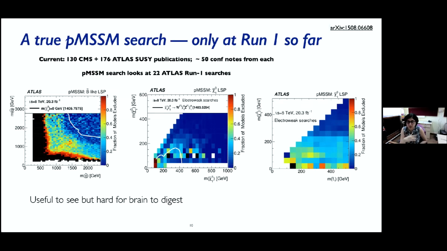So these are very useful to see because it tells you how likely a particular search is to rule out all SUSY in some sense. However, I find that these kinds of plots are kind of hard for the brain to digest because it doesn't give you a lot of information about what exactly was happening here. Why were only so many models ruled out, and why not others?